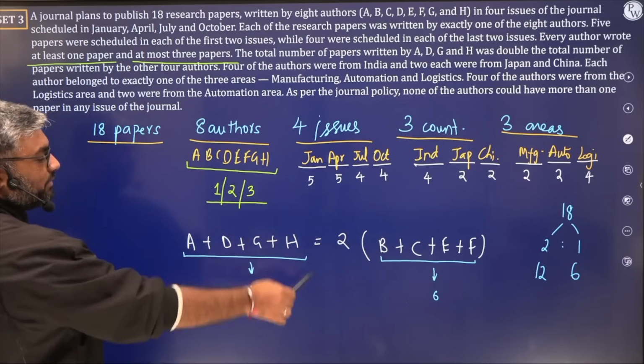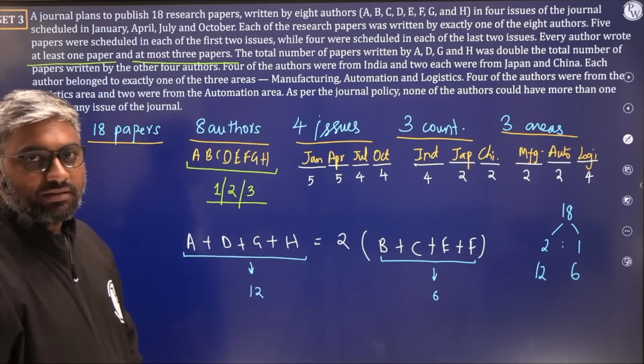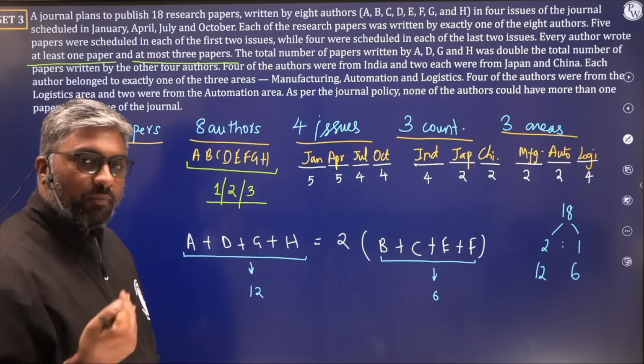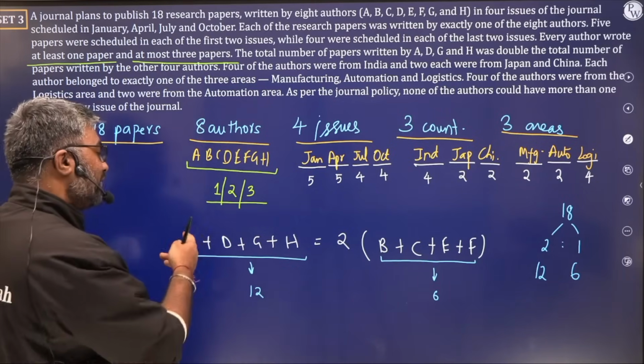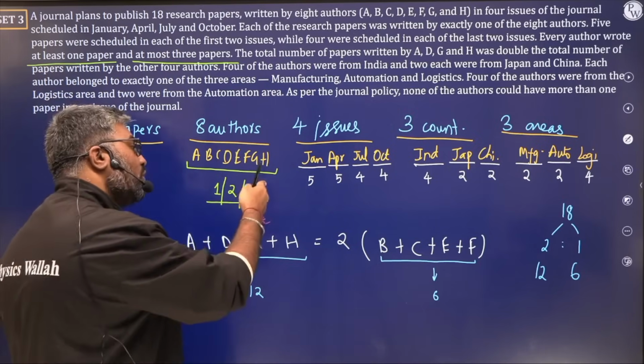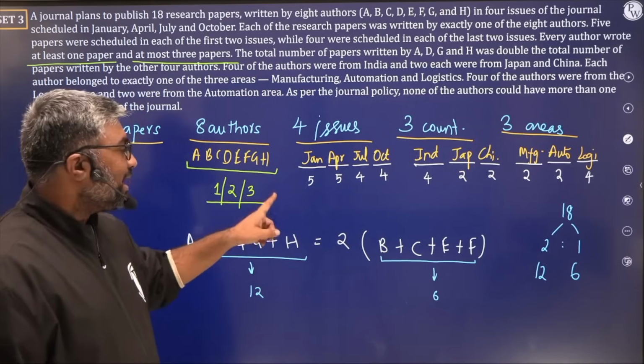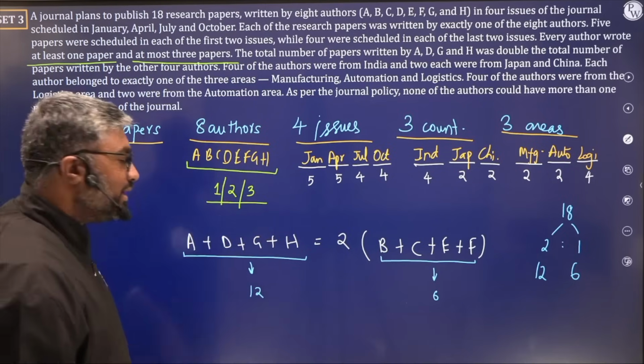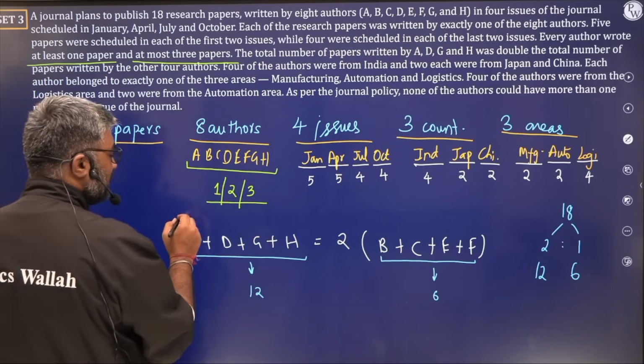12 divided by 4 is 3. The average is 3. Now, I cannot drop from 3. I cannot say that A had submitted only 2 or only 1 paper, because then we do not have 4 or 5 to compensate. Right? 3 is the maximum. Yes, 3 is the maximum. If it goes anything lower than that, we will get stuck.